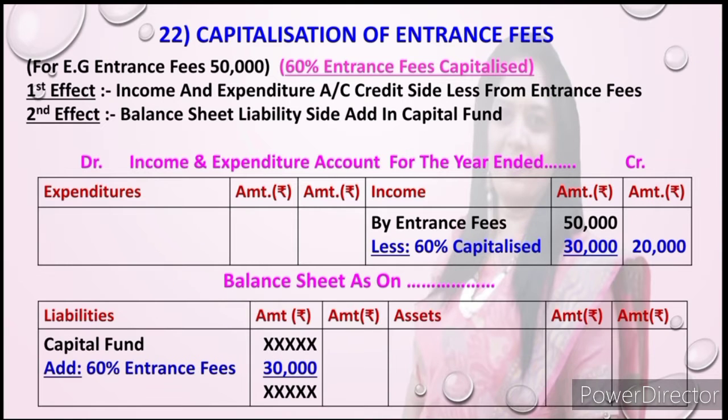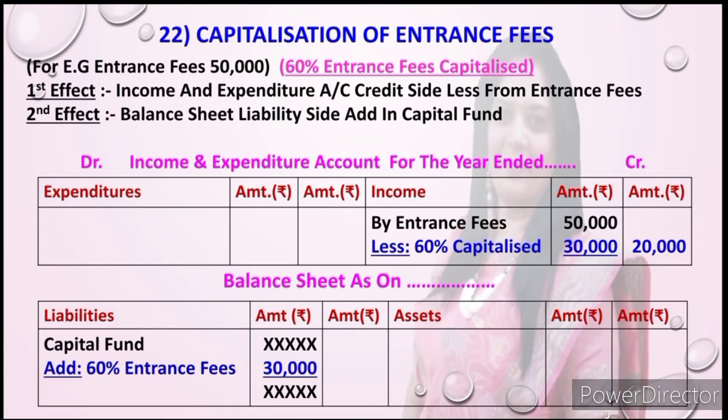So in the income and expenditure account, credit side, first you will record by entrance fees 50,000. From that you have to deduct 60%. You have to calculate 60%, that you will get 30,000, and you will record less 60% capitalized 30,000. So from 50,000 you have to deduct 30,000.